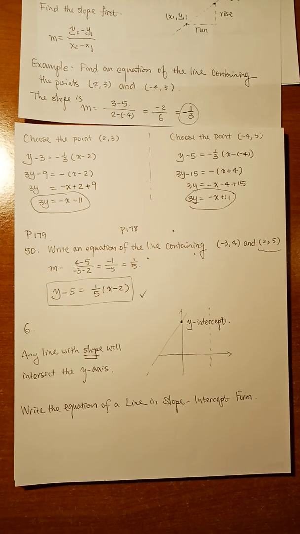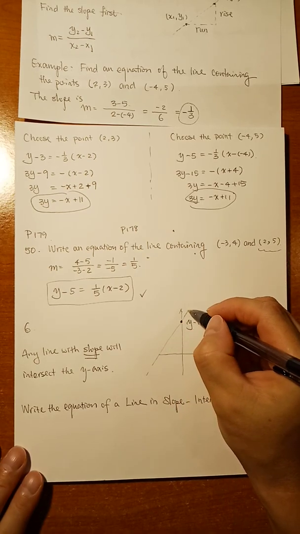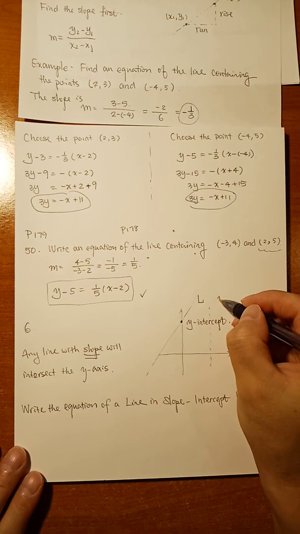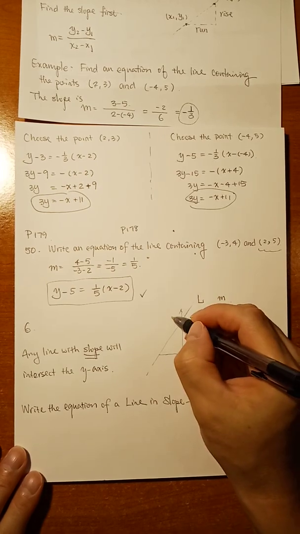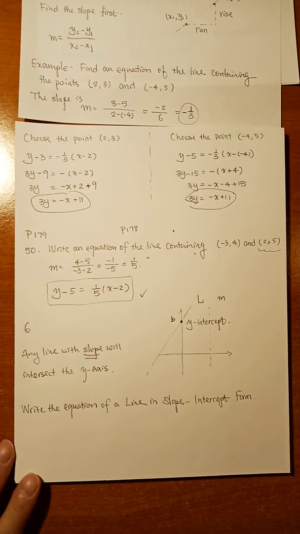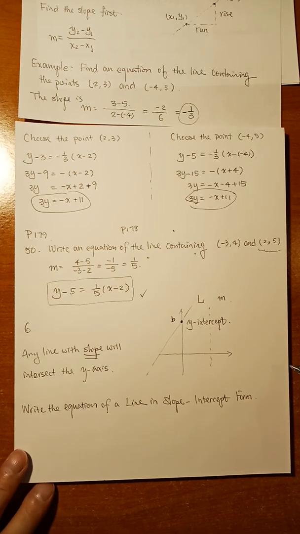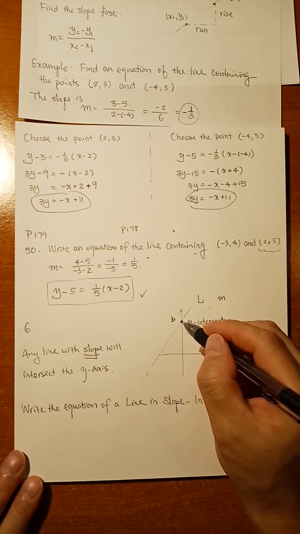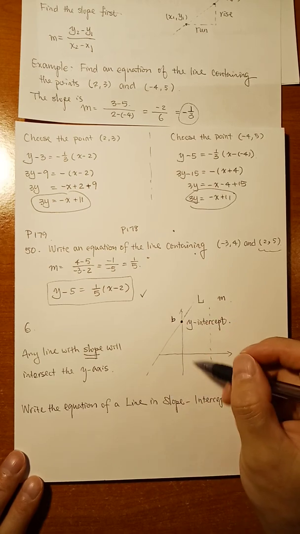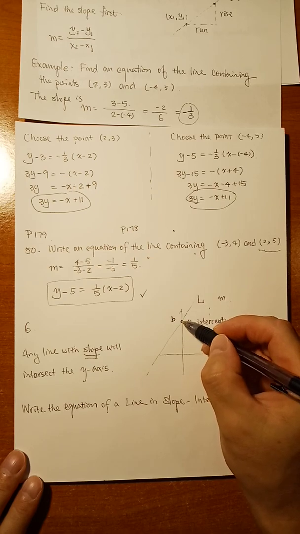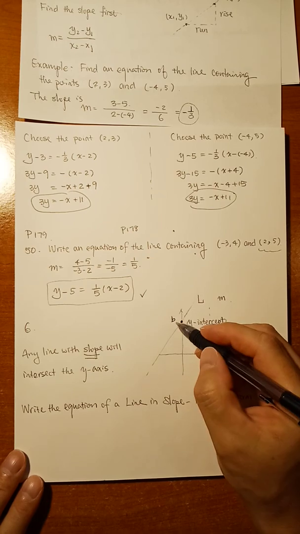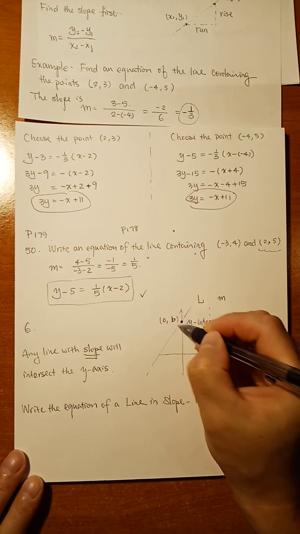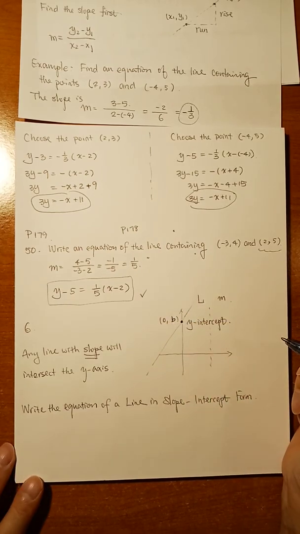Okay, slope-intercept form. Let's assume this is line L. Line L has slope m. Its y-intercept we call b. If b is a y-intercept, then what is the x coordinate of this y-intercept? 0. Remember, for an intercept, you have non-zero y, then you will have 0x. So its x coordinate will be 0. For a y-intercept, the x coordinate is always 0.